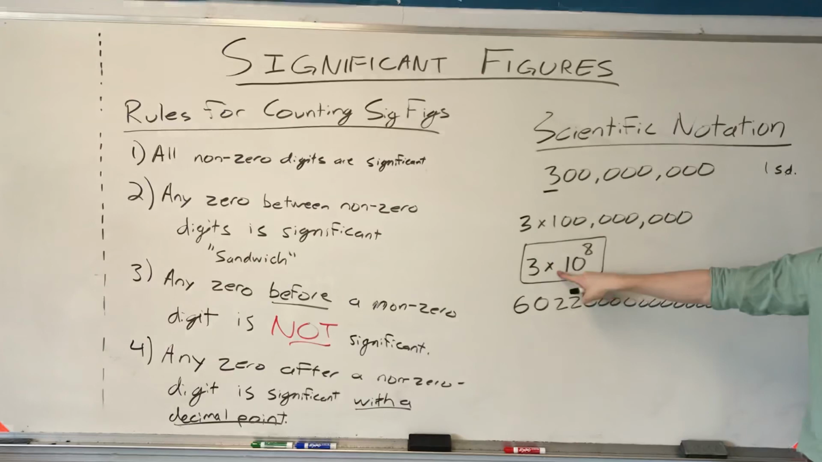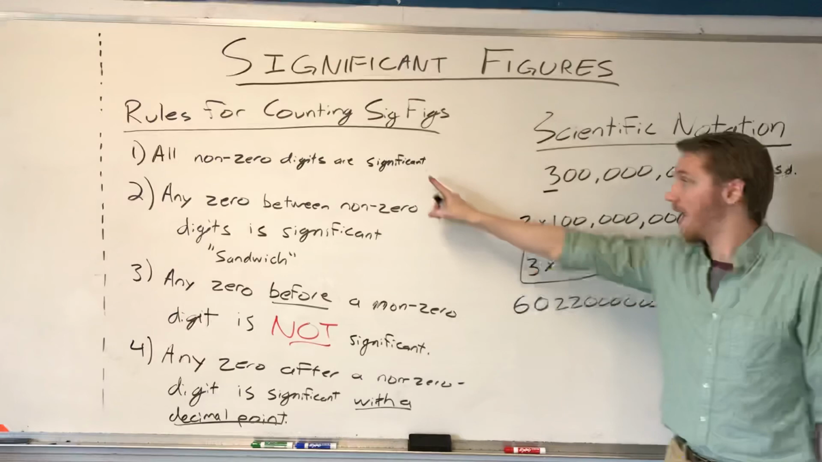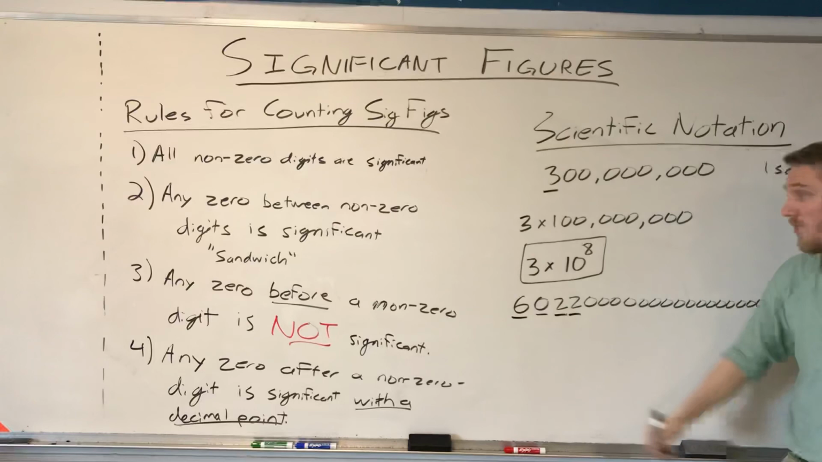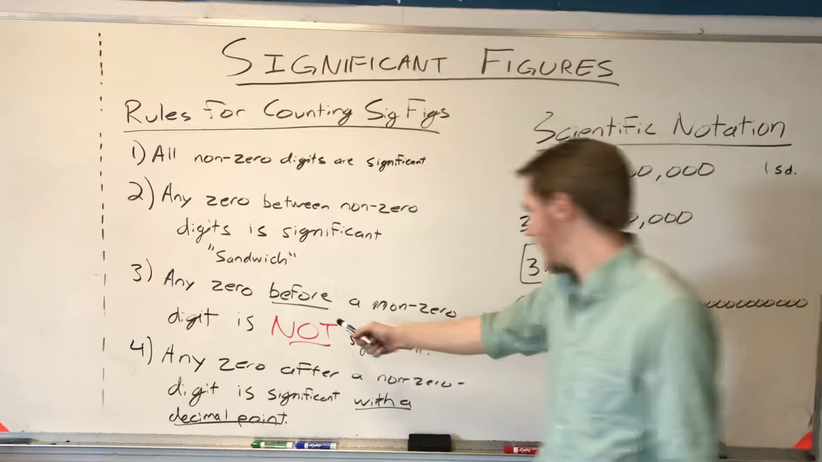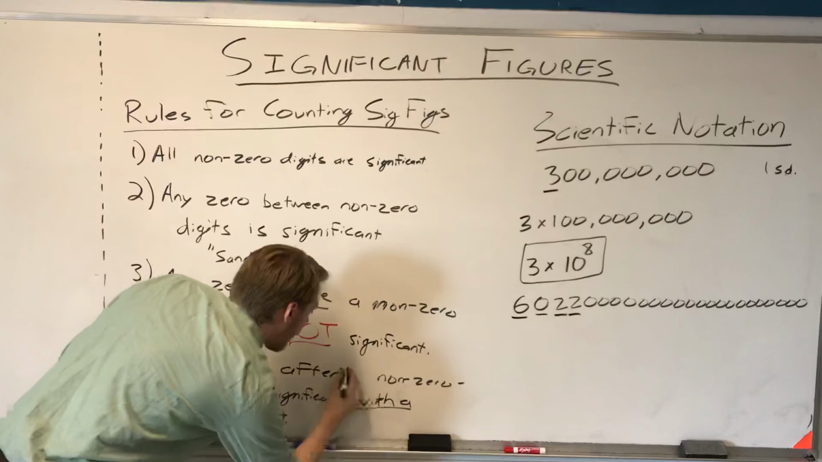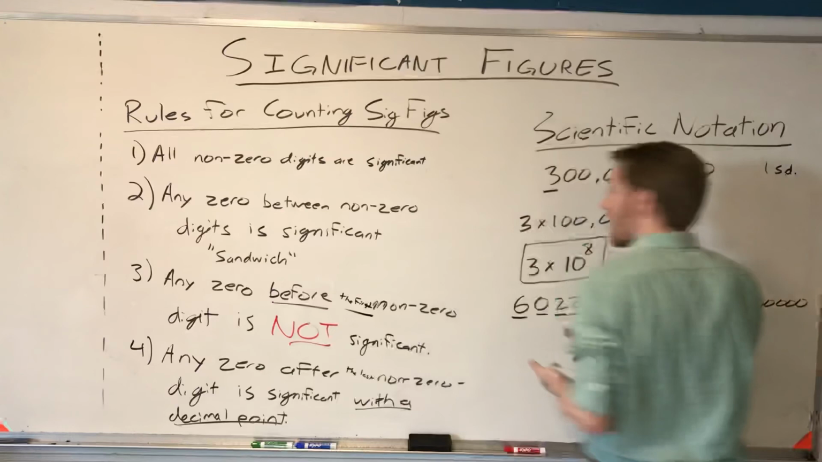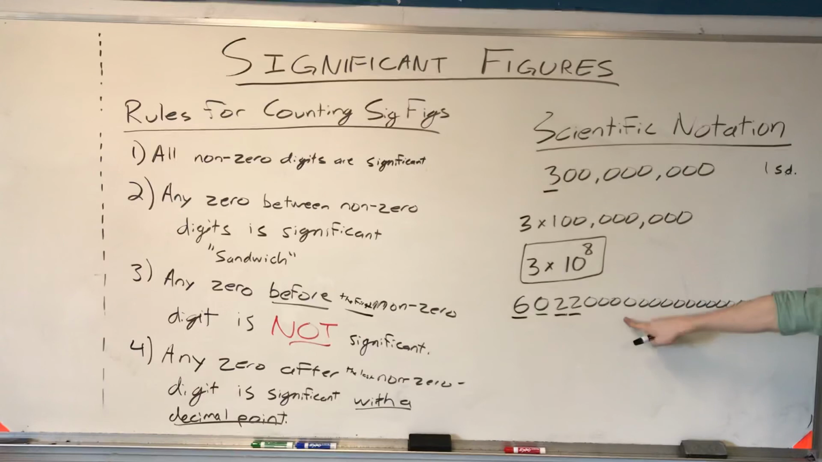So let's look for our significant digits. First thing is any non-zero digit. So 6 and 2 and 2, all three are significant digits. Sandwich zeros are significant, so boom, that guy's significant. Then all these other zeros are after my last non-zero digit. In fact, for this rule, it's any zero after the last and before the first, just to be more specific there. So these are all after the last non-zero digit, and since there's no decimal point, that means all of these zeros are not significant.